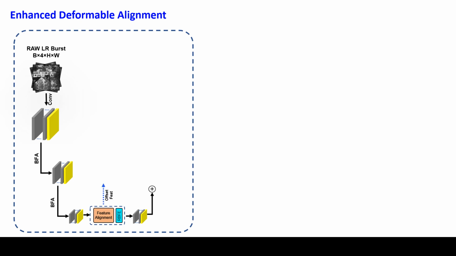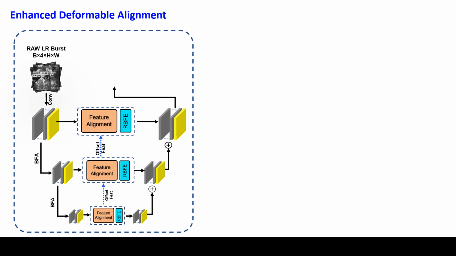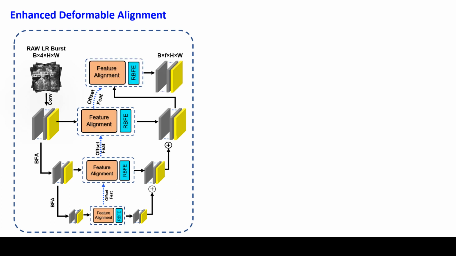In Burstormer, we propose enhanced deformable alignment, EDA, which employs a multi-scale design as shown. Since subpixel shifts among frames are naturally reduced at low spatial resolution, using the multilevel hierarchical architecture provides us with more robust alignment. Therefore, EDA starts feature alignment from the lowest level and progressively passes offsets to upper high-resolution levels to help with the alignment process. EDA has two key components: feature alignment and reference-based feature enrichment.